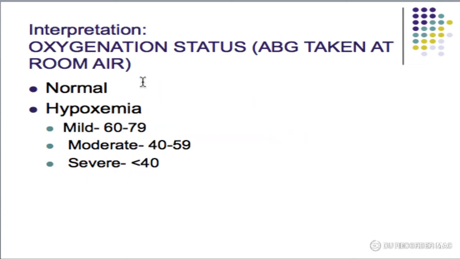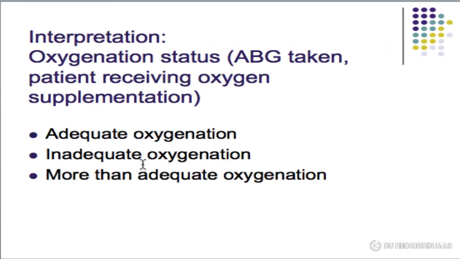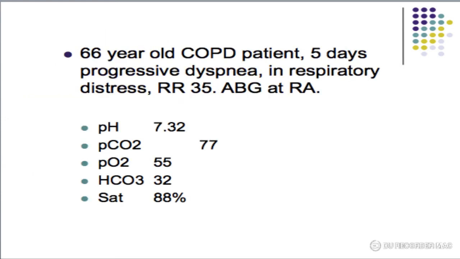So, interpretations of oxygen status taken at room air. There will be hypoxemia if there is a PO2 reading of 60 to 79. Moderate hypoxemia is 40 to 59, and below 40 will be severe hypoxemia. Then oxygen status taken for a patient receiving oxygen supplement: adequate oxygenation, inadequate oxygenation, more than adequate oxygenation.